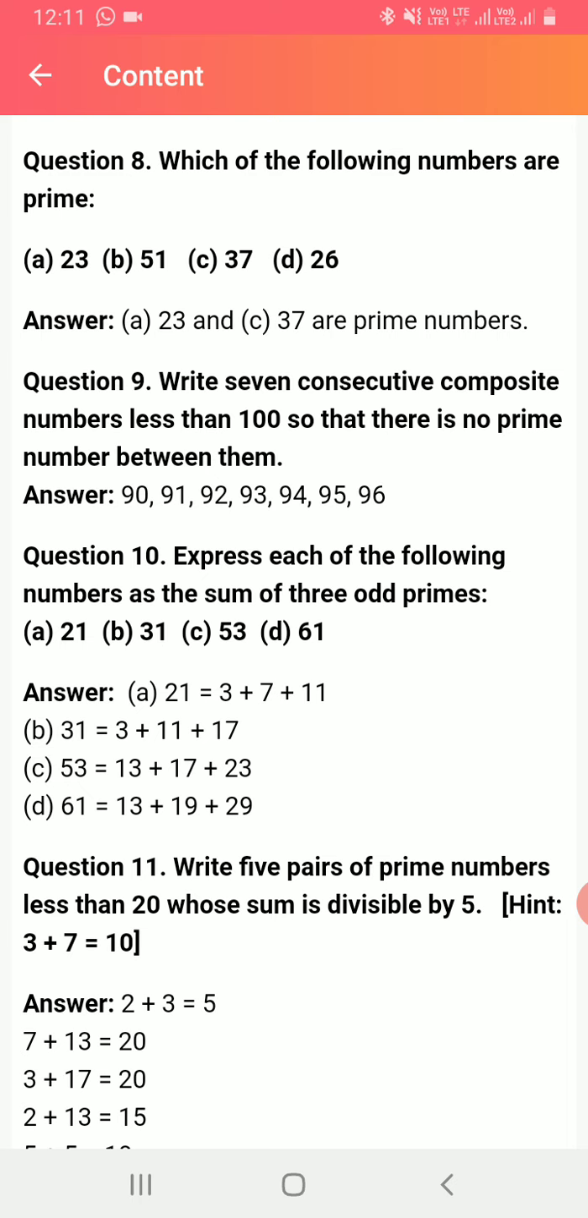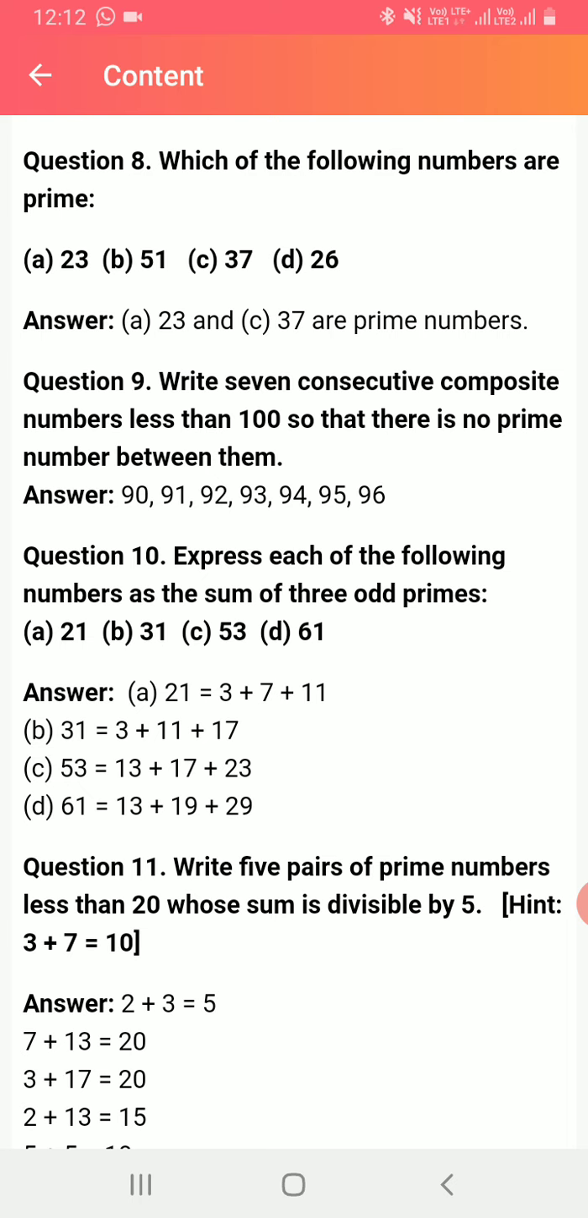These numbers are in a sequence from 90 to 96 and they don't have a prime number in between them, and all these are composite numbers. Now question 10.